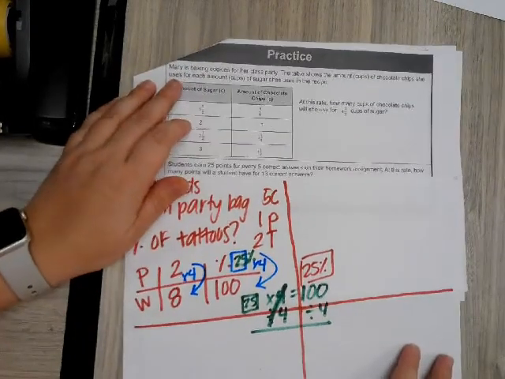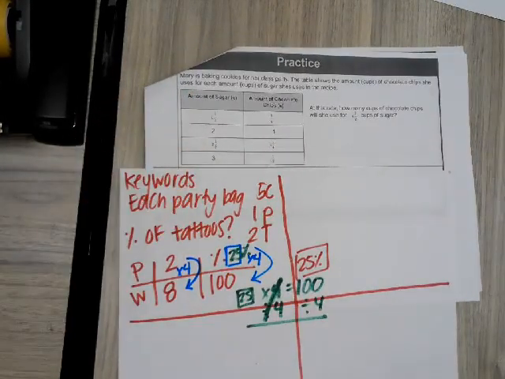So now your teacher's going to pause it so you can solve, and then they're going to check your answer. So it says, Mary is baking cookies for her class party. The table shows the amount of cups of chocolate chips she uses for each amount of cups of sugar she uses in the recipe. At this rate, how many cups of chocolate chips will she use for 4.5 cups?